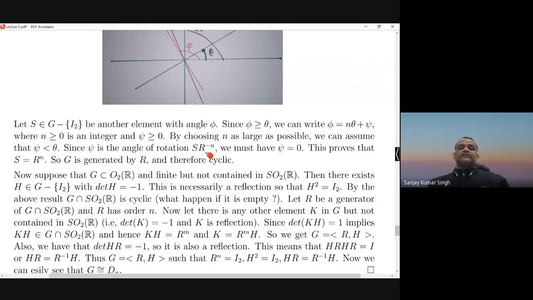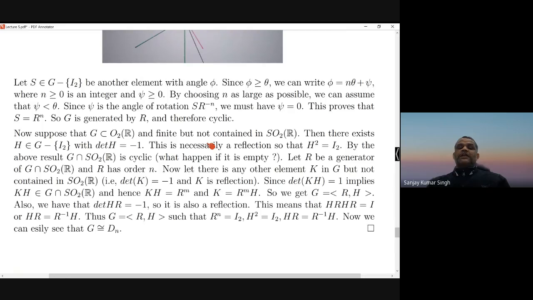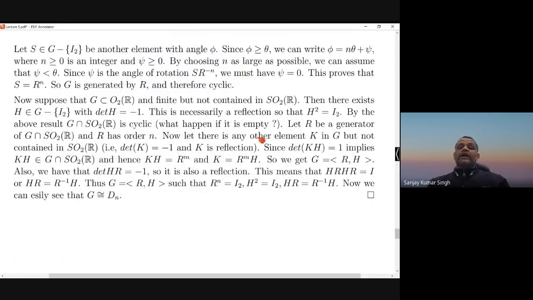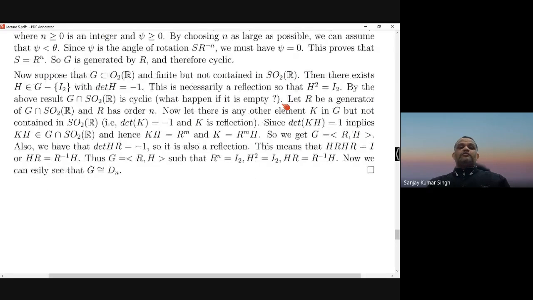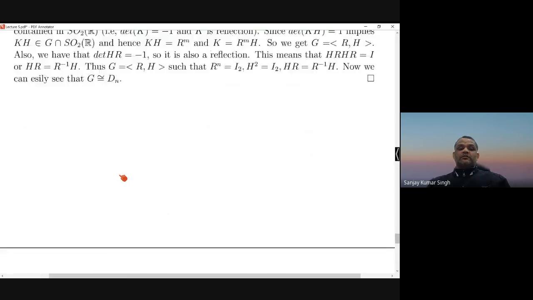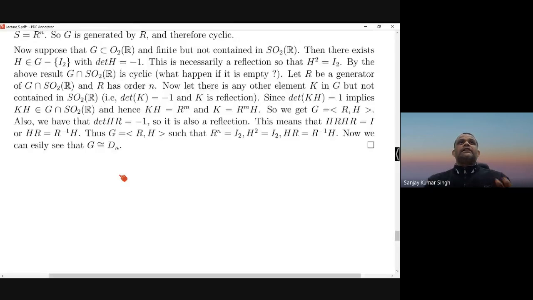Hence this group is actually cyclic. And similarly, it is not very difficult to show that if this group is not contained in SO2, meaning there exists some element in O2 which is not in SO2, then we can prove that G is isomorphic to D_n. So what is the conclusion from here?